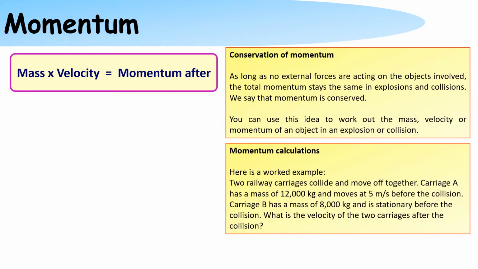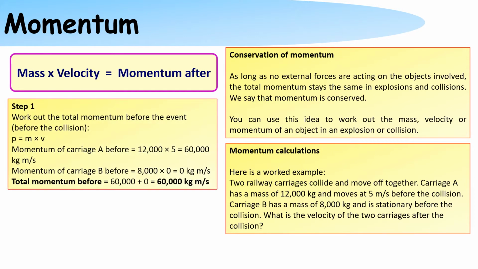After the collision, in any of these types of questions, we can consider that the two carriages have stuck together. So in this case, the mass after the collision would be 20,000 kilograms. The first stage in working it out is to work out the total momentum before the event, which is the momentum of carriage A before the event, 12,000 times 5, which is 60,000. The momentum of carriage B before the event is 8,000 times 0, because it's not moving, which gives 0. So the total momentum of the two before the collision is 60,000 kilogram meters per second.